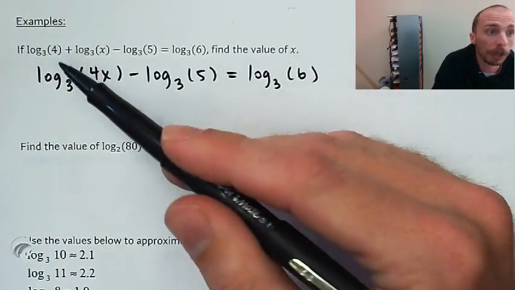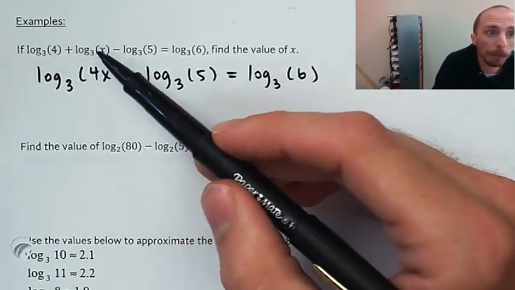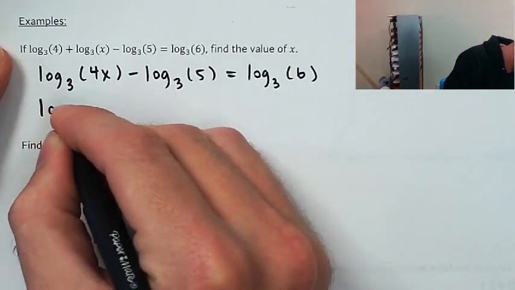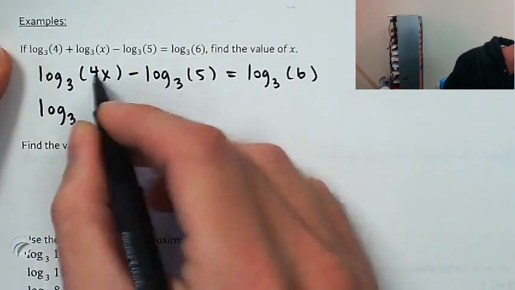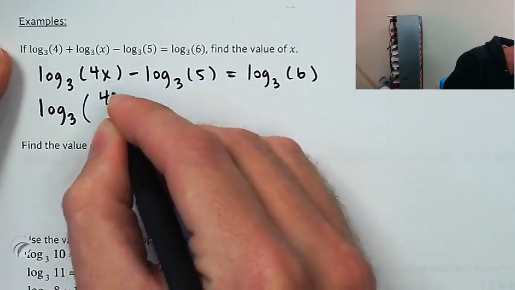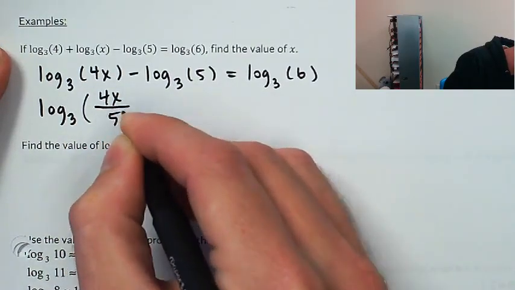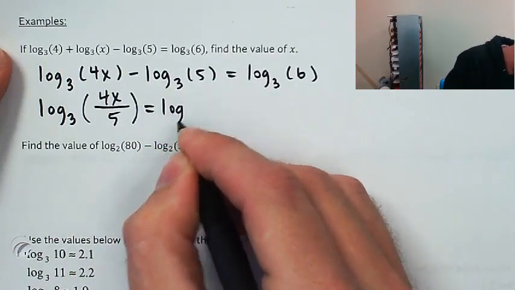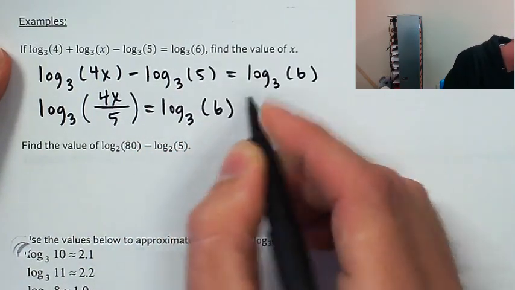Now, I think in the long run, you're just going to be like, okay, plus and minus, I'm going to multiply the 4 by x and then divide by 5. But maybe you aren't seeing it, and so I'll just go step by step here. Okay, so log base 3 of 4x divided by 5. And that's going to equal log base 3 of 6.